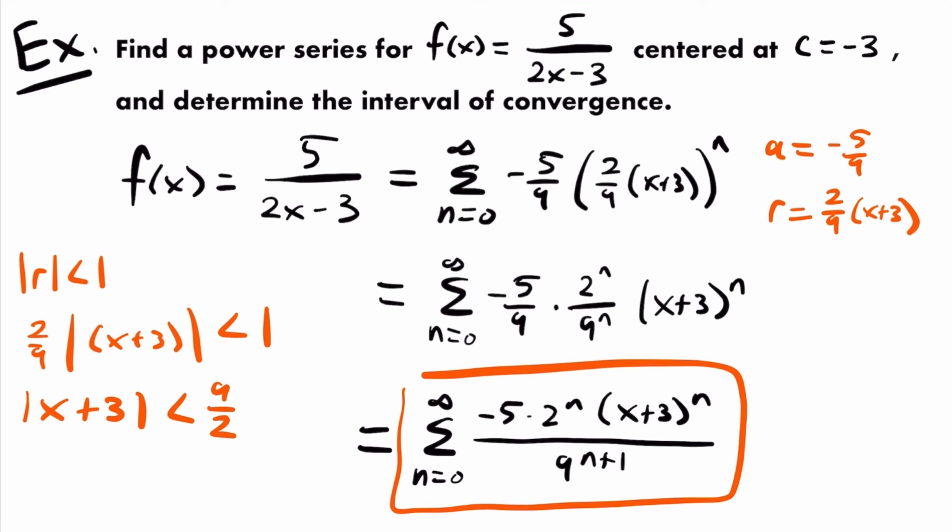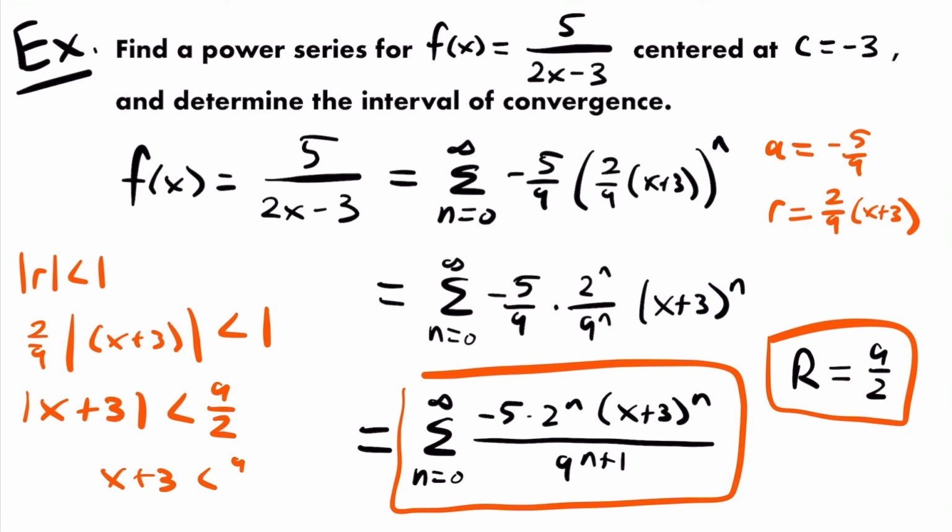And now at this point, we have the absolute value of x plus 3, which is the part of our power series involving x that is raised to the power of n. And so, since that is less than 9/2, we know that the radius is equal to 9/2. All right, so the radius of our interval of convergence is 9/2, so we can write that down. And the absolute value of x plus 3 is less than 9/2 implies that x plus 3 is less than 9/2, but greater than negative 9/2.